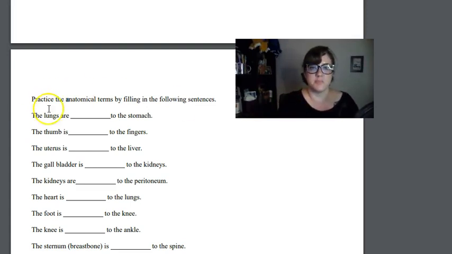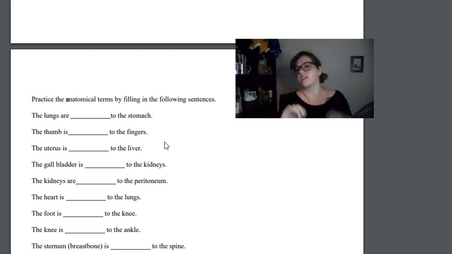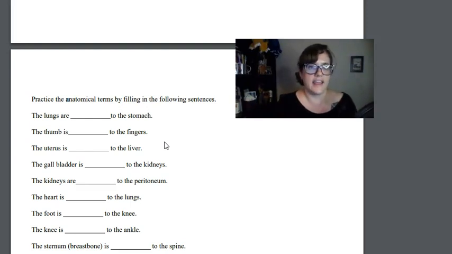The thumb is blank to the finger. I don't want to give all of it away, but the thumb is blank to the fingers. Now remember, you have to do all these things in anatomical positioning. That means you're standing straight up, your thumbs are pointed out, they're pointed laterally. So you're not standing like this, you're standing like this, basically. And so if the thumb is pointed away from the body, that means it is lateral to the fingers.